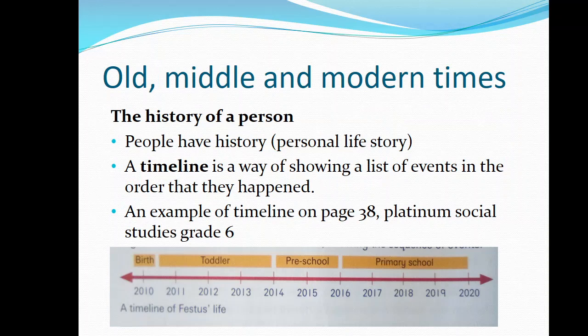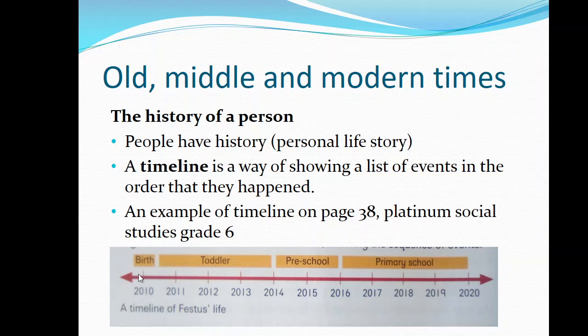Old, Middle, and Modern time. The history of a person. We all have our history, our personal life stories, and our history is displayed in a timeline, which is a way of showing a list of events in the order that they happened. This is an example of a timeline on page 38 in your Platinum Social Studies grade 6 textbook. So we can look at this example of Festus' life.